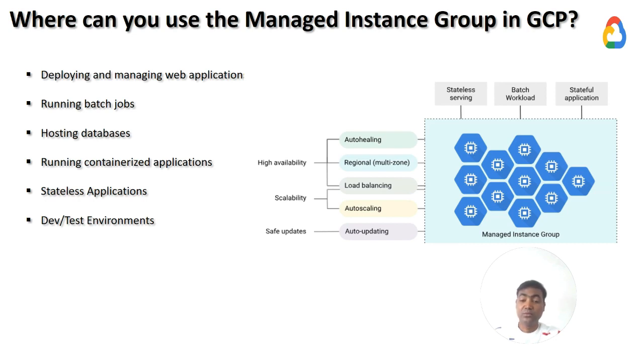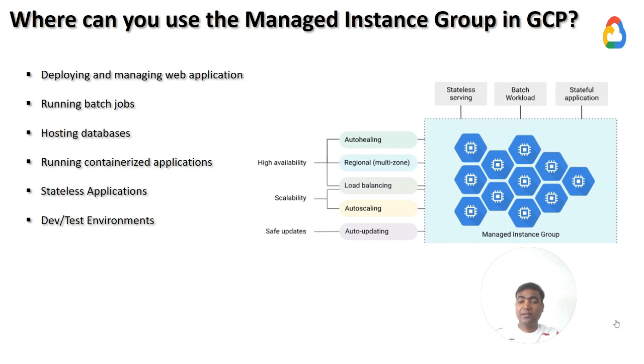MIG can be used to host databases that need to be highly available. They can be configured to use zonal and regional deployment. They can be integrated with the load balancer to distribute traffic across multiple VMs. Running containerized applications, guys: MIG can be used to run containerized applications that need to be scalable and highly available. They can integrate with Kubernetes to manage the deployment and scaling of containerized applications.